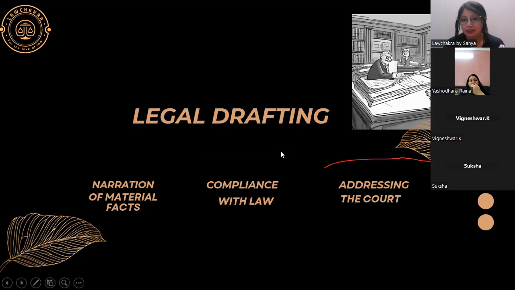Now, what is legal drafting? To be able to draft properly, you don't only have to know the structure, like we saw in the draft that we saw right in the beginning of the session.